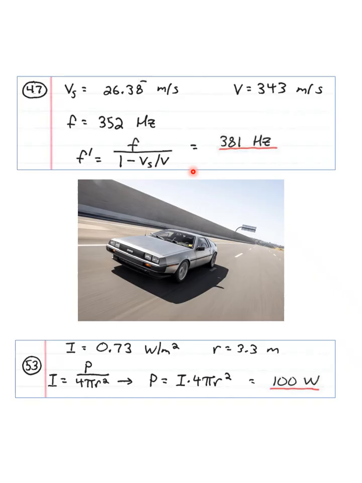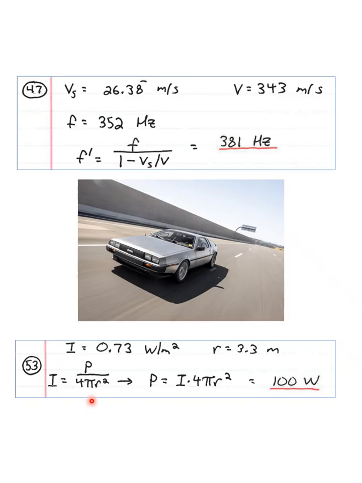Number 53, light intensity 3.3 meters from a lamp is 0.73 watts per meter squared. Find the lamp's power output, assuming it radiates equally in all directions. All right, so we're dealing with a spherical wave. We're given the intensity of 0.73 watts per meter squared at a distance of 3.3 meters.